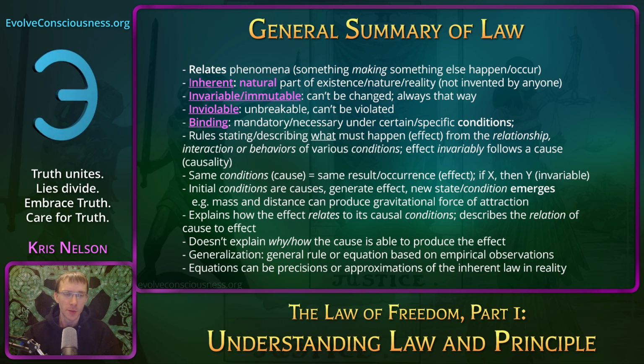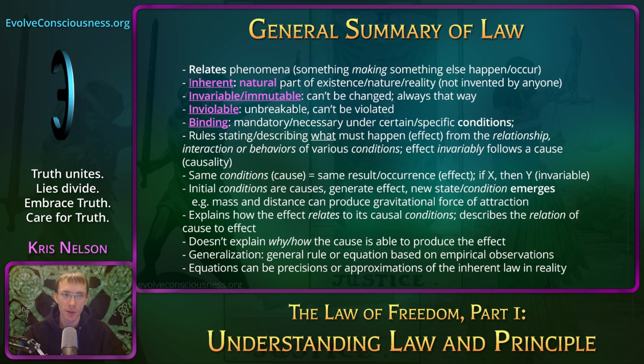The laws explain how the effect relates to its causal conditions. It describes the relation of cause to effect. How do we get from this condition to another condition? It doesn't explain why or how the cause is able to produce the effects. It's only looking at how there's a relationship between certain things present in the initial condition and what is produced, but it doesn't explain why that happens. Why does the law work that way? Why is that law there? We can't go that deep into the causal explanation. We don't have those answers.